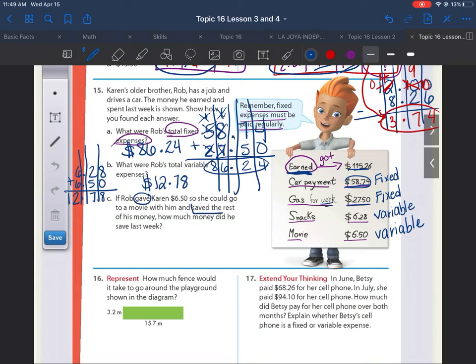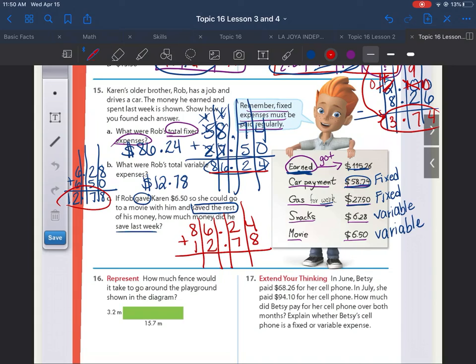So she could go to a movie with him and save the rest of his money. How much money did he save last week? So let's think about this. How much money did he spend? From the fixed expenses, it was $86.24. From the variable expenses, it was $12.78. So let's add them up to see how much money he spent.